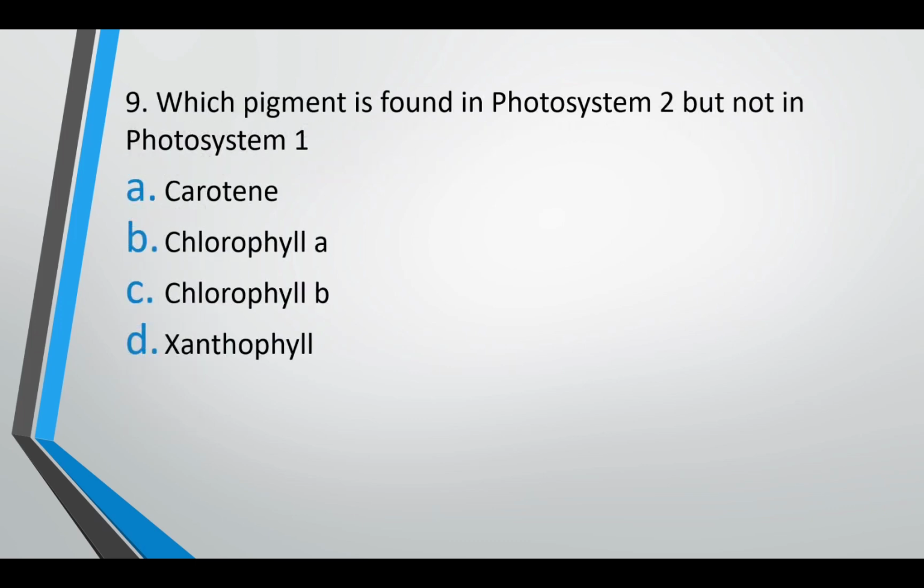Question 9. Which pigment is found in photosystem 2 but not in photosystem 1? Option A, carotene. Option B, chlorophyll A. Option C, chlorophyll B. Or option D, xanthophyll. Which pigment is found in photosystem 2 but not in photosystem 1? Correct answer is option B, that is chlorophyll A is found in photosystem 2 but not in photosystem 1.